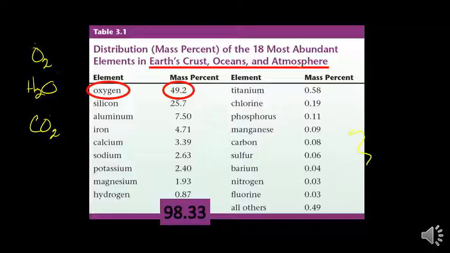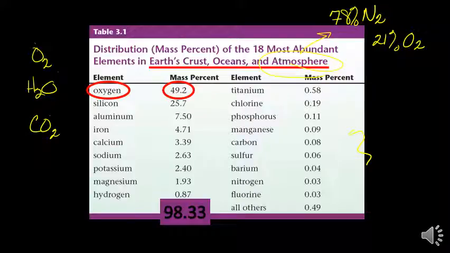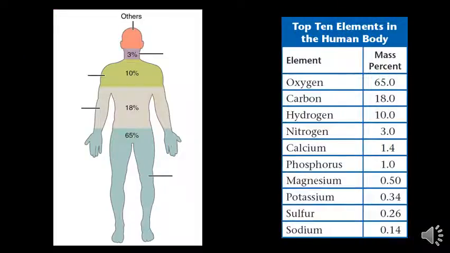If I look at just the atmosphere, what makes up most of the atmosphere? 78% of our atmosphere is actually nitrogen, and only 21% of our atmosphere is oxygen. But for all three of these things together, oxygen's the big one. In our bodies, oxygen in some form makes up 65%. 18% of our bodies is carbon, 10% hydrogen, 3% nitrogen, and the rest, well, a variety of different things.